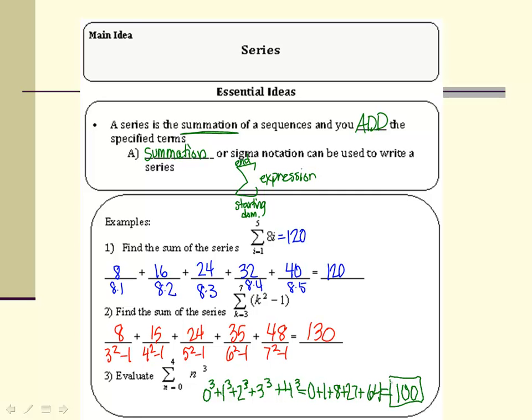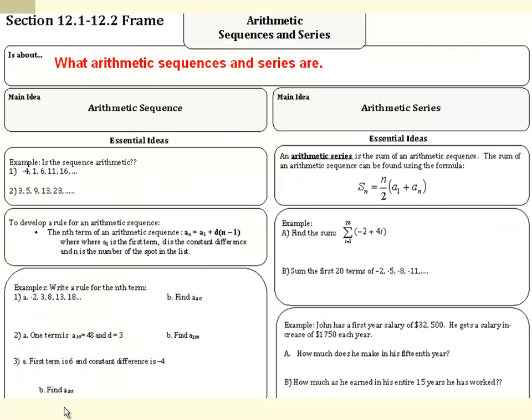At this point, you should know the difference between a sequence and a series. A sequence is just an ordered list of numbers, and the series is when you actually add those numbers together. So if you flip your frame over, let's look at the other side. Now we're talking about arithmetic sequences and series. This is about what an arithmetic sequence and series is.